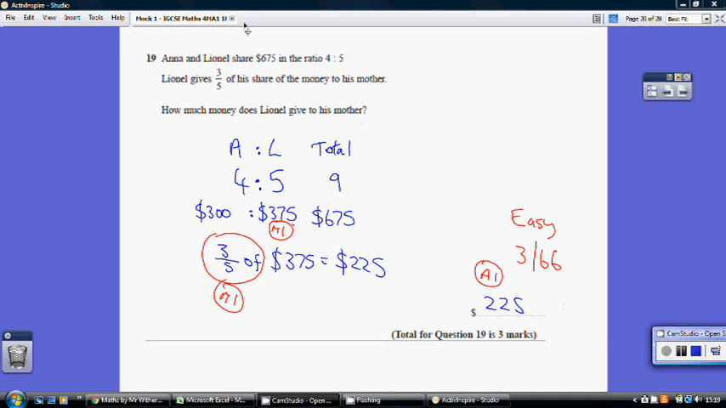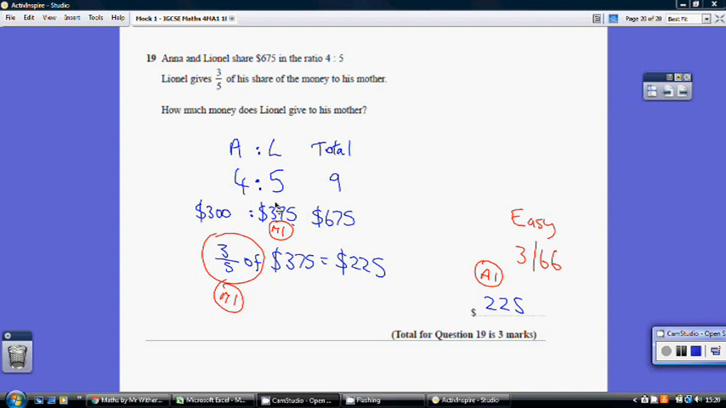Question 19. So Anna and Lionel share $675 in the ratio 4 to 5. So let's split that first of all. 4 to 5 is the ratio they split it. That's 9 shares in total. So let's spread this 675 across 9 shares. We do 675 divided by 9, and then multiply this by 4 to get the amount of money that Anna gets, and multiply this by 5 to get the money that Lionel gets.